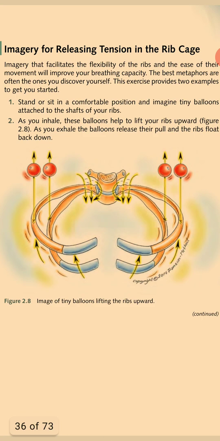Imagery for releasing tension of the ribcage. Imagery that facilitates the flexibility of the ribs and the ease of their movement will improve your breathing capacity. The best metaphors are often the ones you discover yourself. This exercise provides 2 examples to get you started.